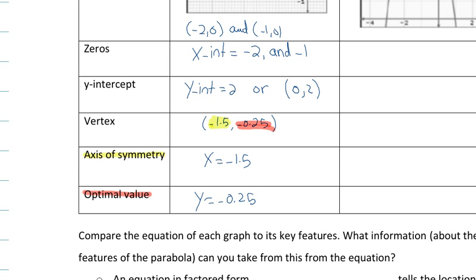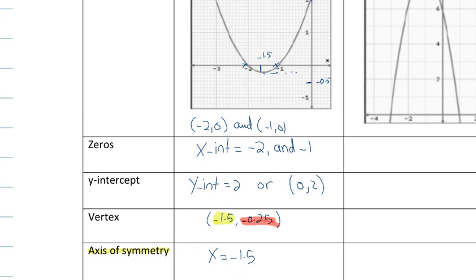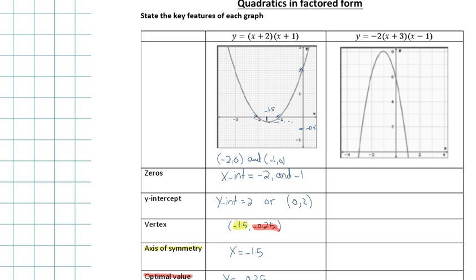Okay? Can you scroll up so I can see more? Are you guys okay with this? So, locating them on the graph. Now, let's look at the second graph. Can you guys tell me what the zeros are?